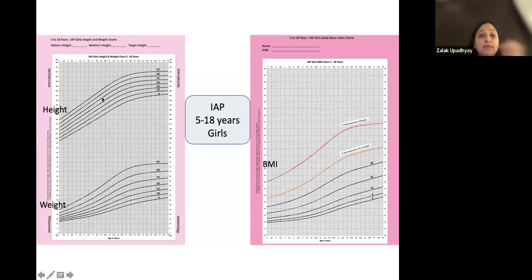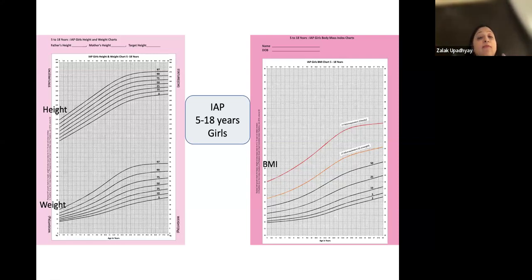Here we have weight and height. And behind we have BMI. So BMI can be done after 2 years of age, but for us, we have a chart from 5 years of age for BMI. And how do we calculate BMI? Weight by height square, kg by meter square.